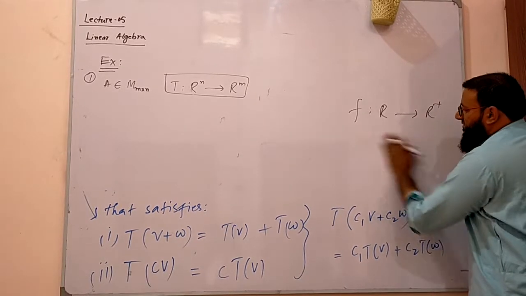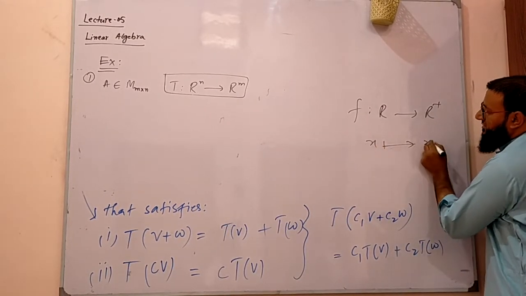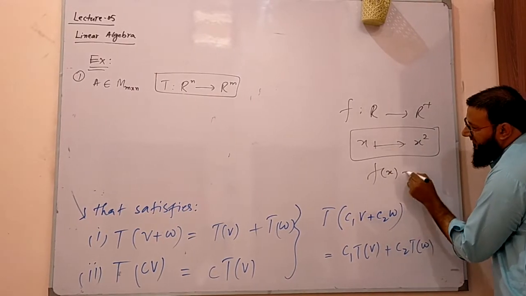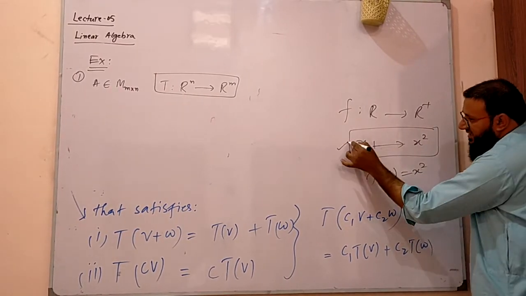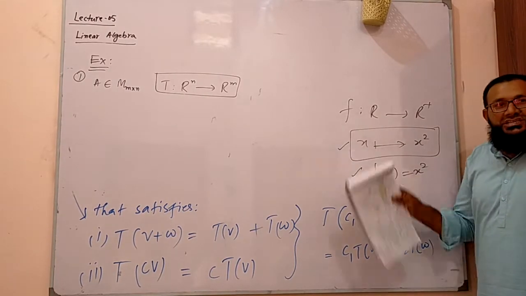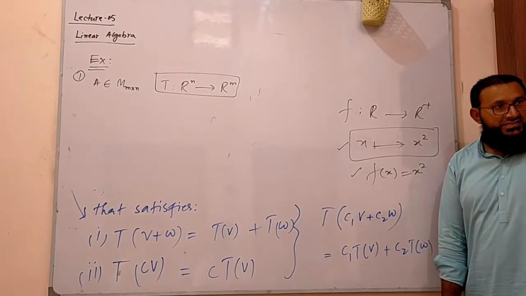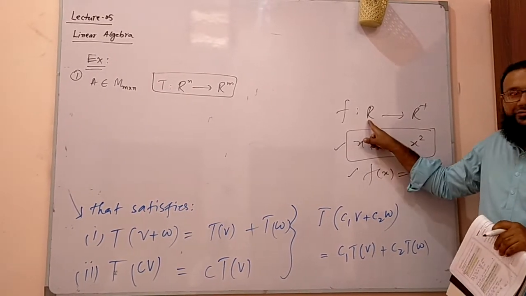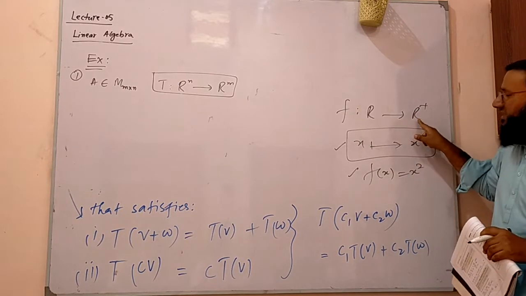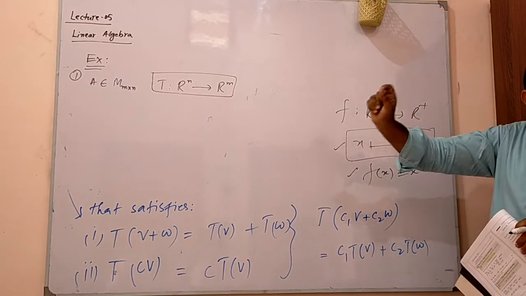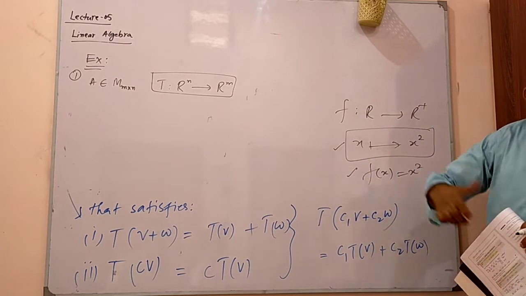Sometimes you say, okay, you take x and you send it to x square. This is the same as saying f of x is equal to x square, whether you say this or this, no problem. And how can you check that your map is well defined? You pick one element from here, and the answer must lie in R plus. If it lies in R plus, you say that your map is well defined, otherwise it is not well defined.